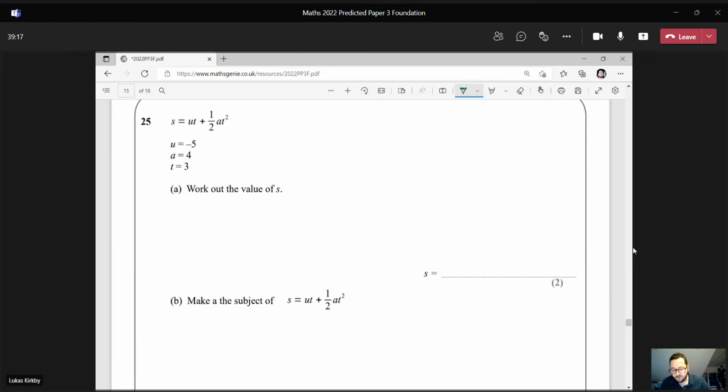Okay, 25. So S equals UT plus half of AT squared. We've got that U is minus 5, A is 4, and T is 3. Work out the value of S. So we just want to shove all these numbers in then. So S is going to be U, which is minus 5, times T, which is 3, plus half of A, which is 4, times T squared, which is 3 squared.